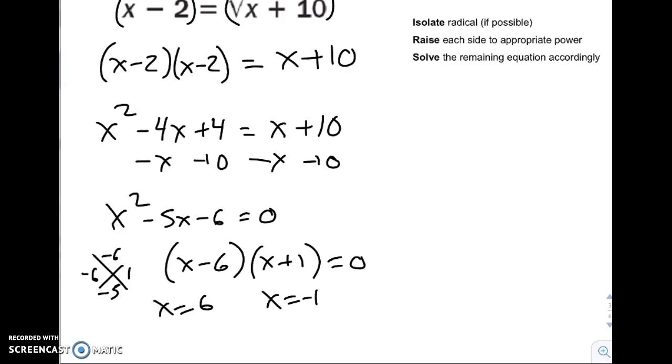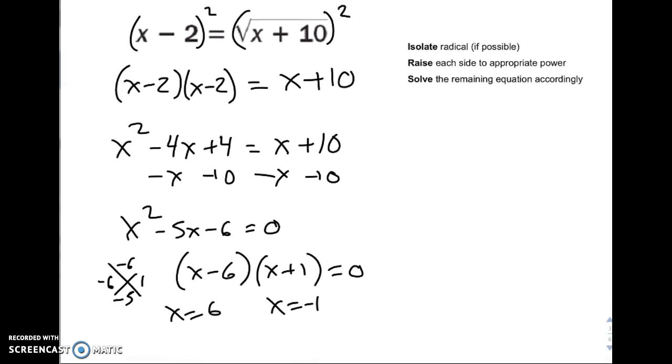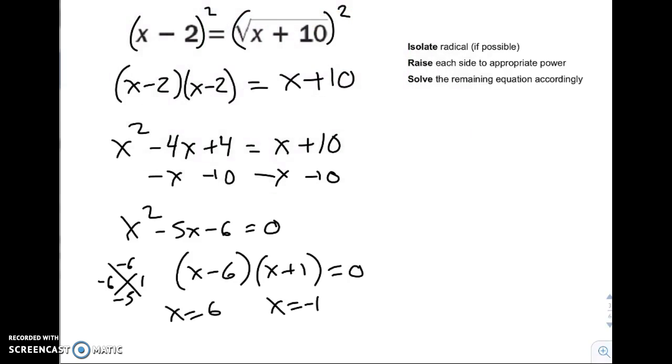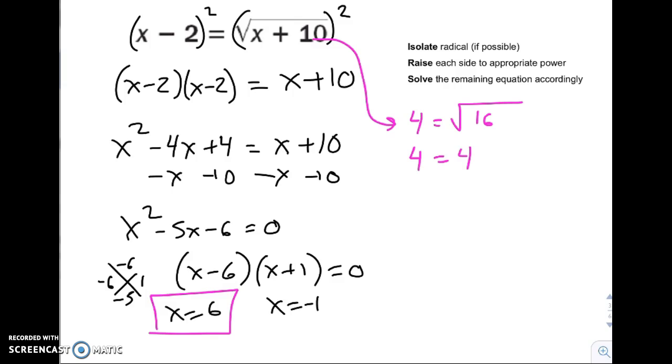And this is where we have to be very careful with our solutions. I'm going to go back to the original, and I'm going to plug those things in. First, I'll check 6. So go back here. 6 minus 2 would be 4 on that side. Over here, we would have 6 plus 10 is 16, and the square root of 16 is 4. 4 equals 4. Put a box around it. That is a solution.